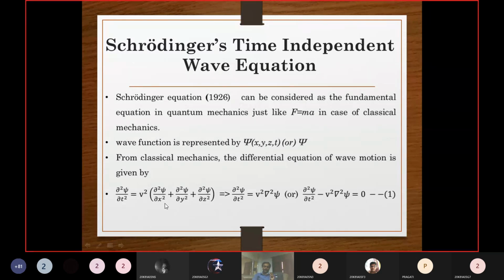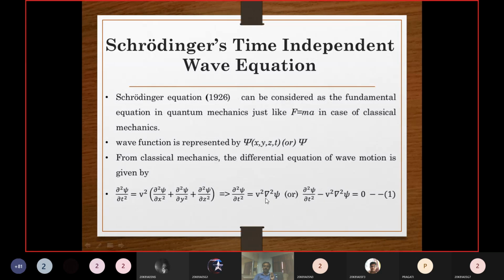According to Maxwell, for finding the velocity of the light wave, he used this equation: dou square psi by dou t square equal to v square into (dou square psi by dou x square plus dou square psi by dou y square plus dou square psi by dou z square).